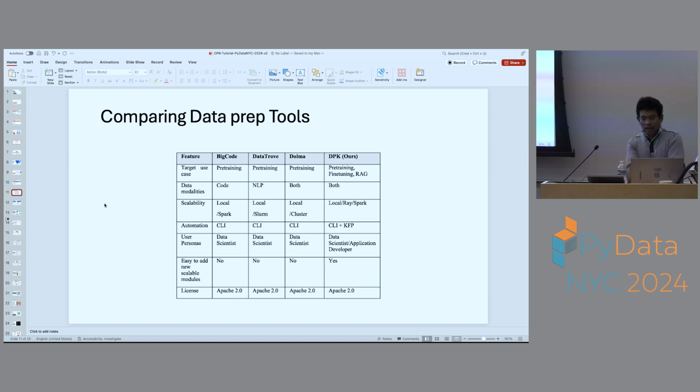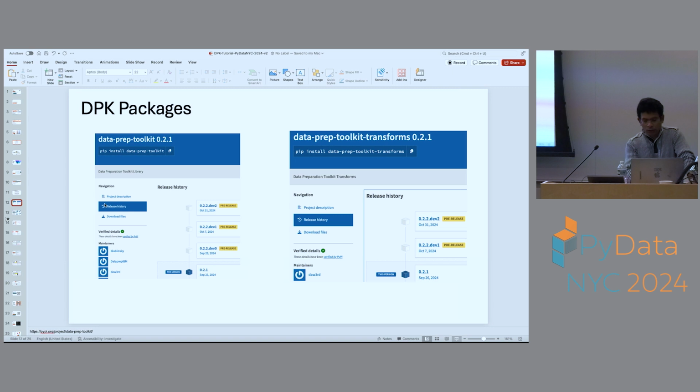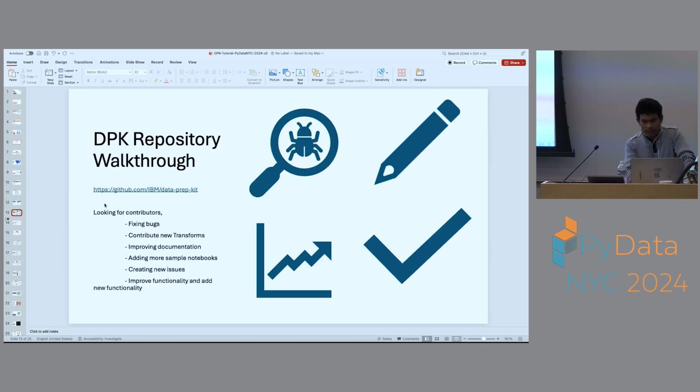So there are other available tools as well, but DPK stands on its own because it is meant for application developers as well, and you can extend the existing functionality, which other tools don't support that well. And if you are an open source contributor, or if you are looking for an open source contribution to increase your contribution, then Data Prep Kit could be one of the candidates you can consider.